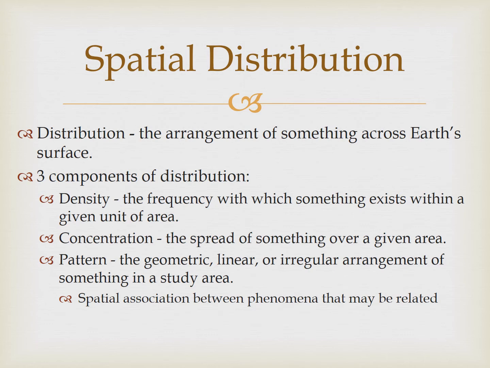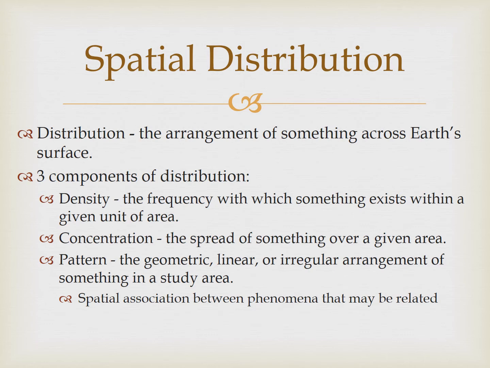Density is the frequency with which something exists within a given unit of area. Frequency means how frequent something occurs. So it's a number. Density is number. So high density means that there's a lot of something. And low density means there's a low number of something within a certain area.